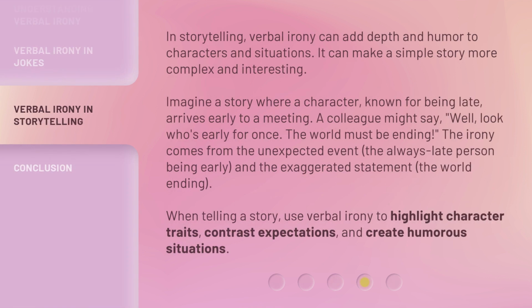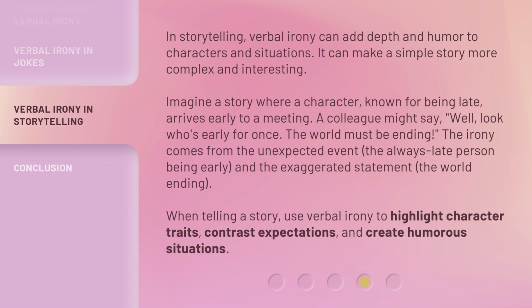In storytelling, verbal irony can add depth and humor to characters and situations. It can make a simple story more complex and interesting. Imagine a story where a character, known for being late, arrives early to a meeting. A colleague might say, "Well, look who's early for once. The world must be ending."